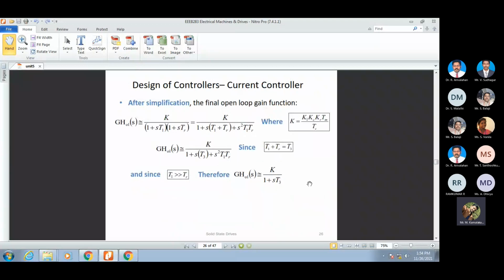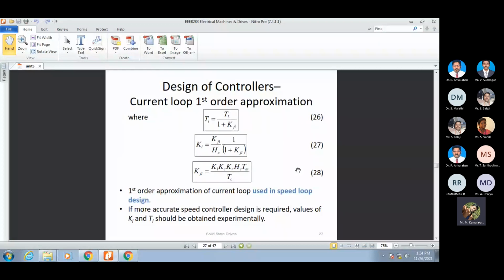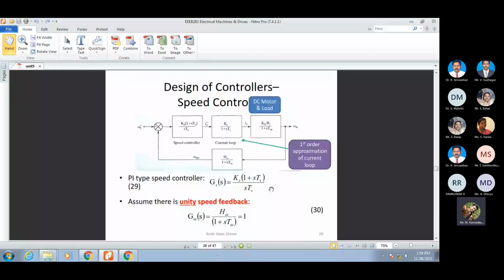After getting all this, this is the derivation of how we got the approximation to a first order system. The detailed explanation is given here. So the current loop becomes a first order approximation, because we are taking the entire motor with the speed control. The outer loop is taken over here, and the inner current loop is approximated to ki divided by 1 plus s into ti. That is multiplied with the speed controller block and the motor and load block. And this is the feedback of the motor actual speed by the sensor, which is the transfer function of the tacho generator.